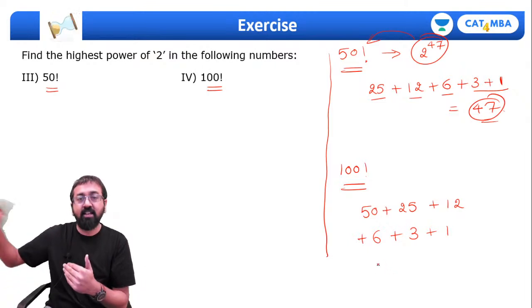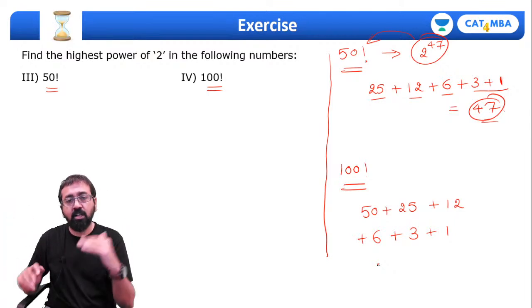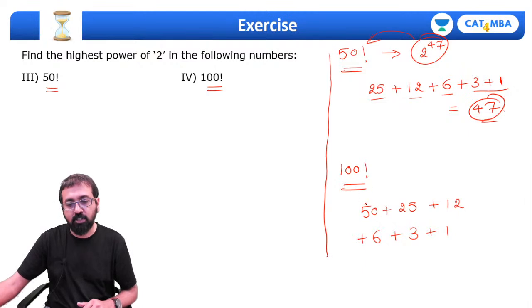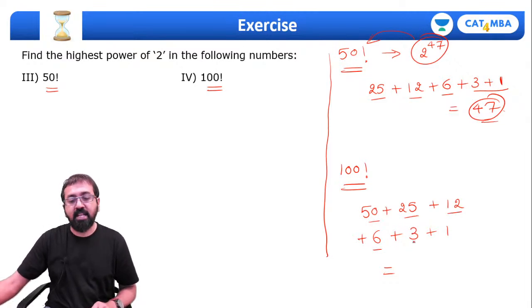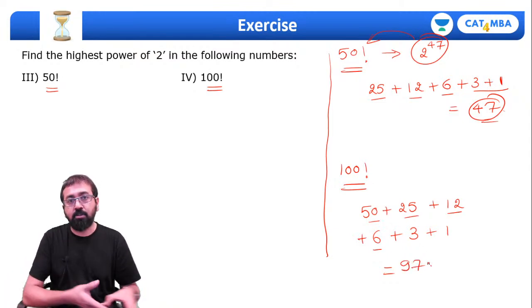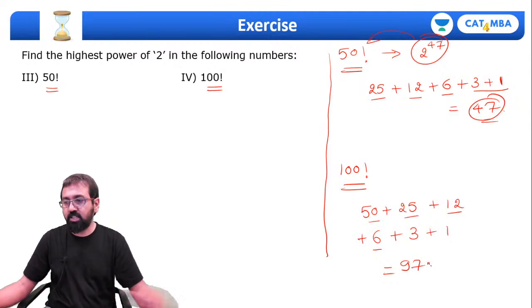So we don't need to check after that. We need to check up to 2 raised to 6; up to that only we need to check the quotients. If you just add them, it will be 50 plus 25, 75, plus 12, 87, plus 6, 93, plus 4, 97. So it's going to be power 97 in this one. Right, have you all understood this?